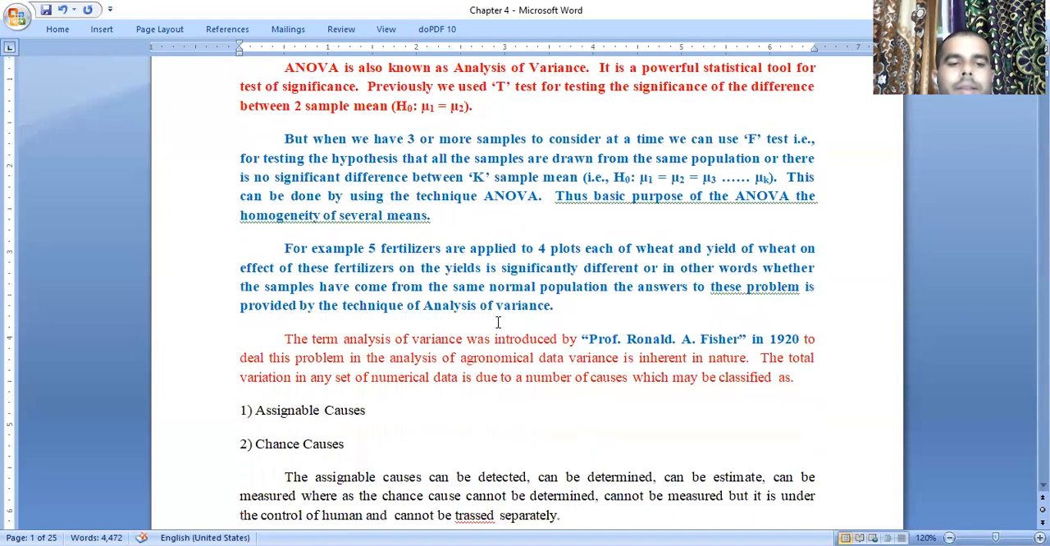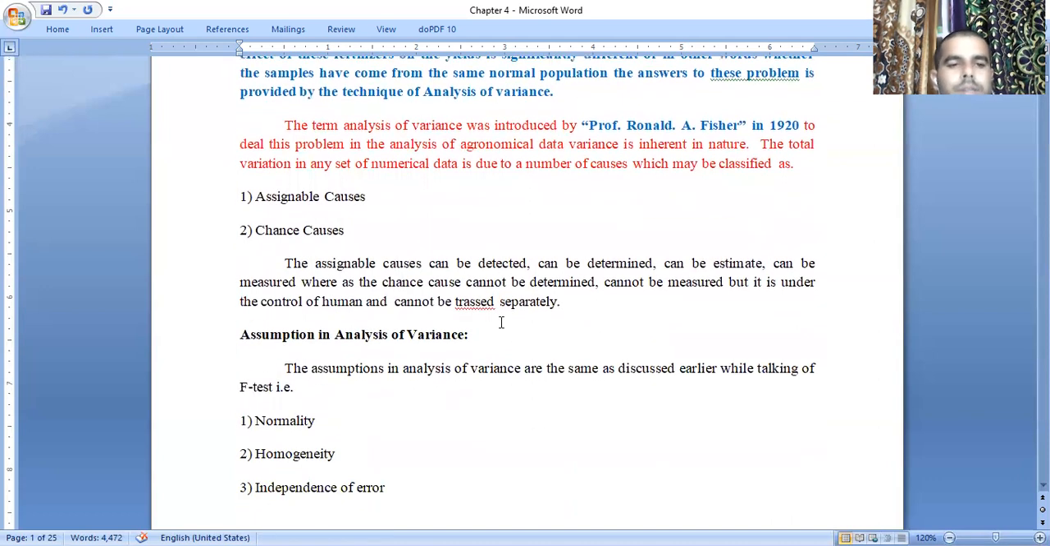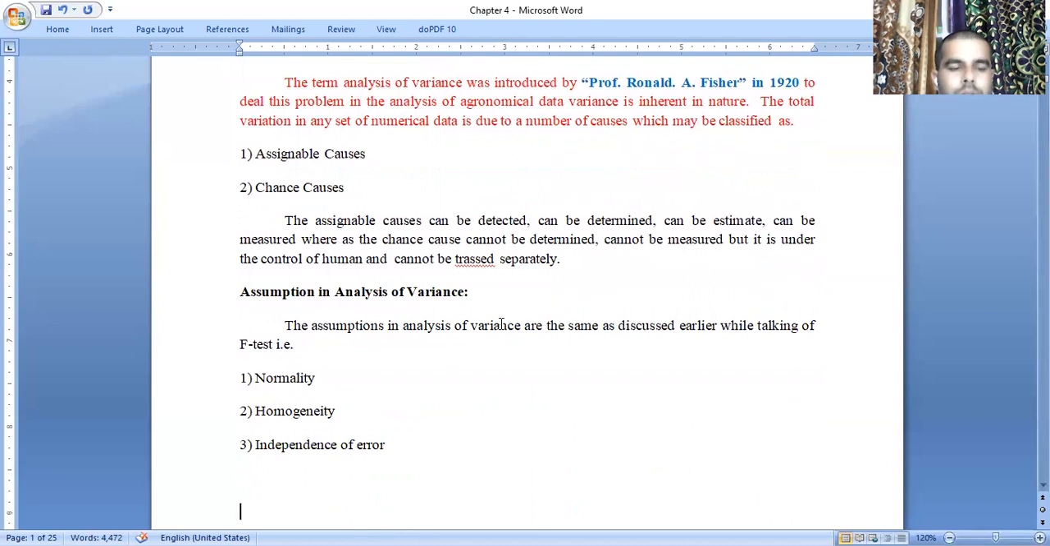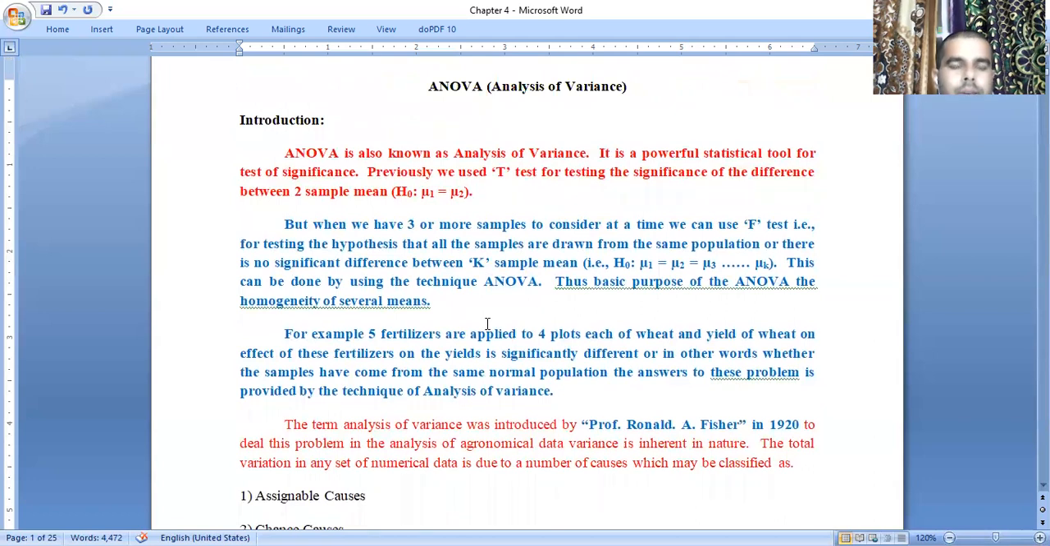Again in the next class we are going to discuss in which situation we need to apply one-way classification and two-way classification. So for today's class, I think you got a small clarity regarding analysis of variance from the introduction point of view.